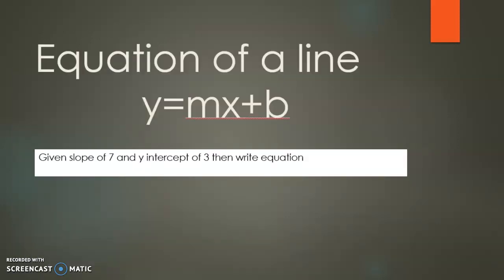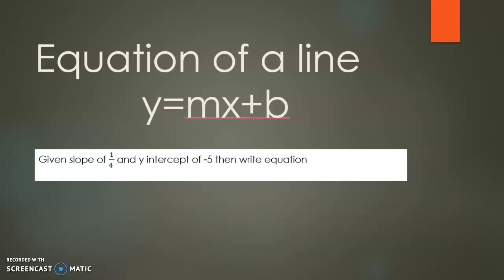Here we go. These are the types of problems similar to the types of problems you will have. Given the slope of 7 and y-intercept 3, write the equation. So we are going to write y equals 7x plus 3. This is my slope. This is my y-intercept.